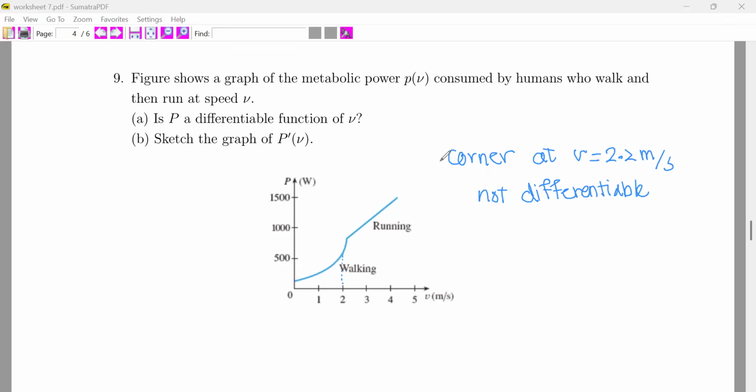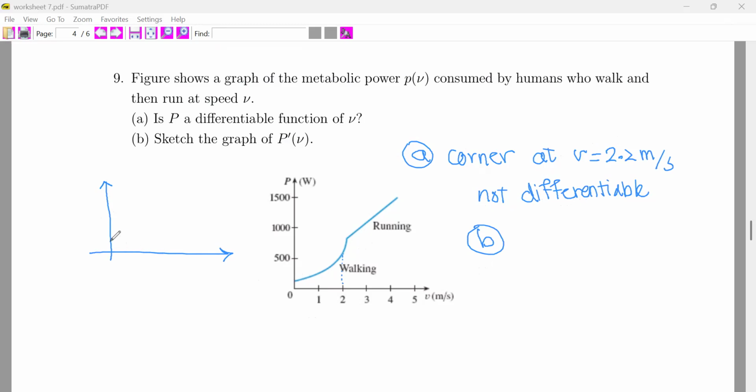But it is differentiable at all other points, before this, after this. So this was for part A. And about part B, it says sketch the graph of P prime of nu. So in order to draw the graph, we are going to say that before 2.2, the graph is increasing.